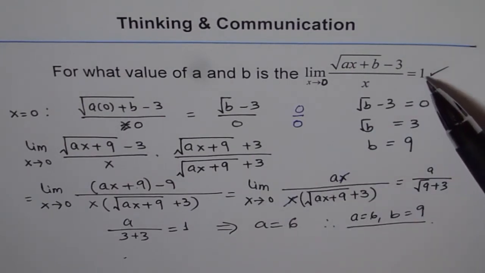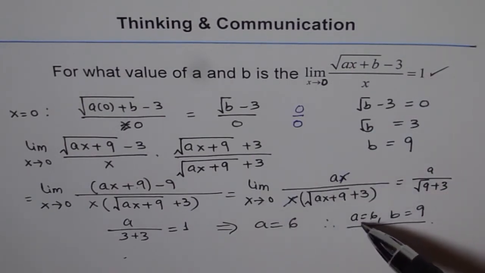If the limit would have been something else, we could have got the answer for a as something else, correct? But that's the method to do it.